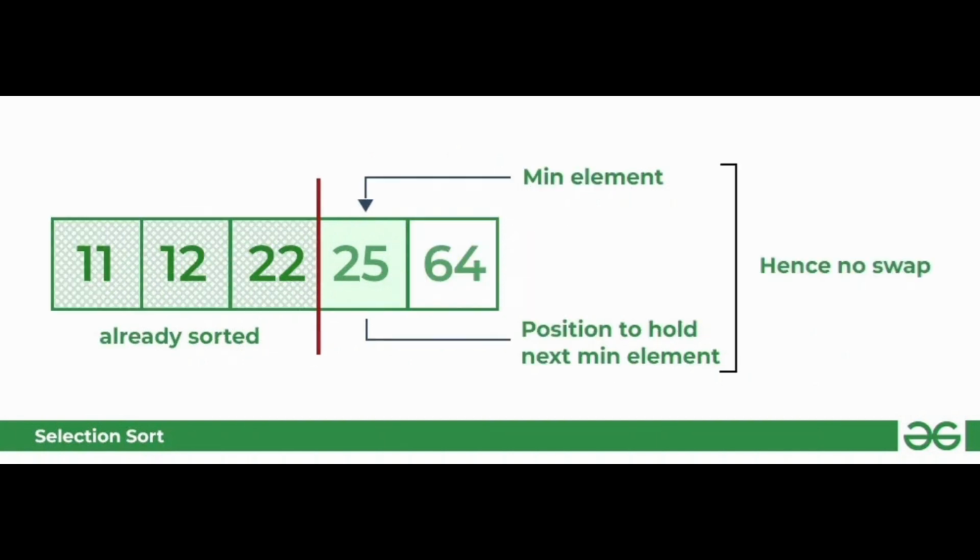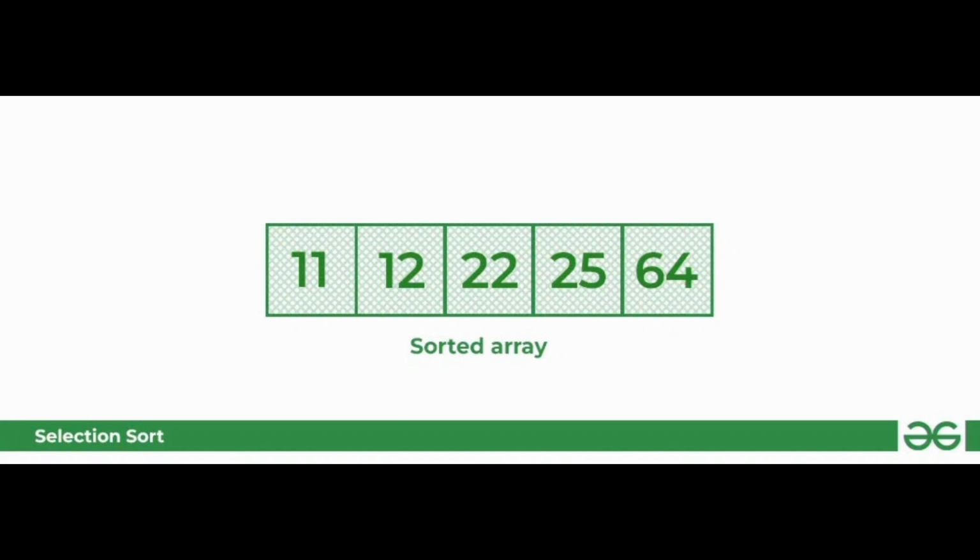Similarly, the fourth position travels through the rest of the array and finds the fourth least element of the array as 25. Now the array is sorted. At last, the largest value present in the array automatically gets placed in the last position of the array. The result is a sorted array. This is the way selection sort works.